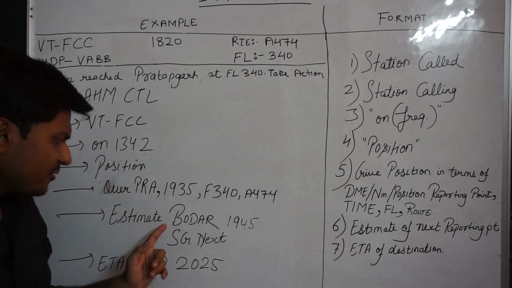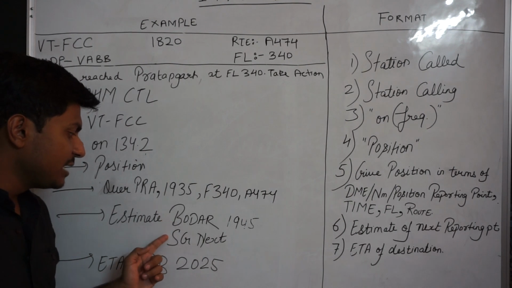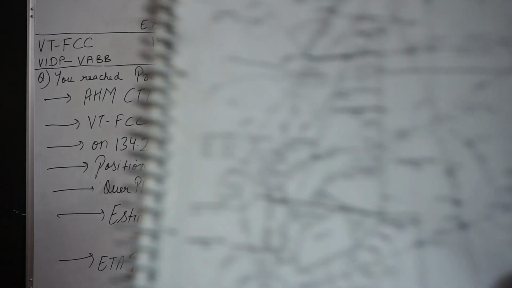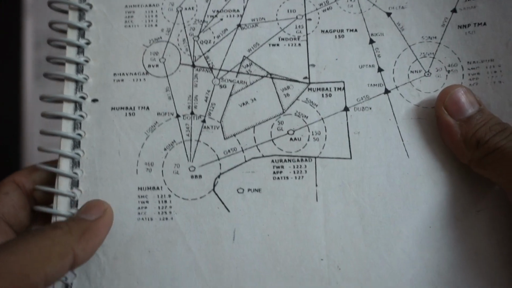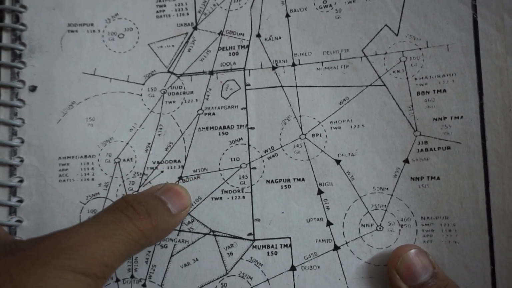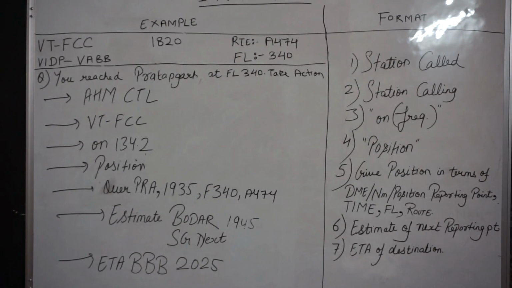Now we'll look at the maps again and find out why we have written Bodar and Sierra Golf. So you can see in the map that after Pratapgarh, the next reporting point is Bodar, and very next after that is Sierra Golf. That's why I've written Bodar and Sierra Golf in this part.